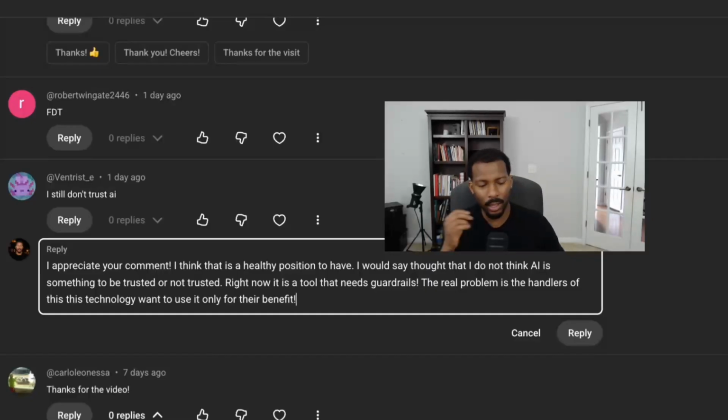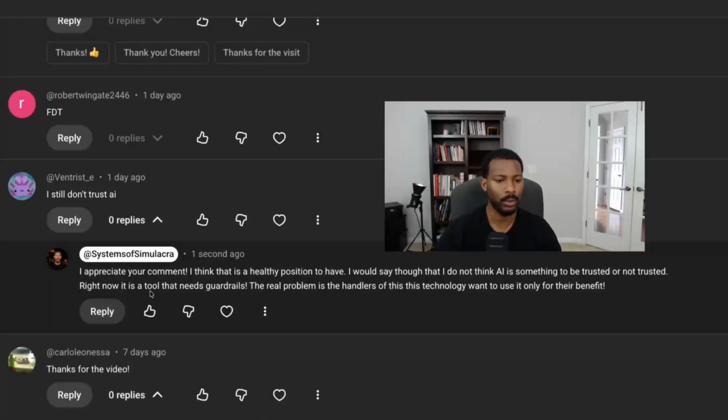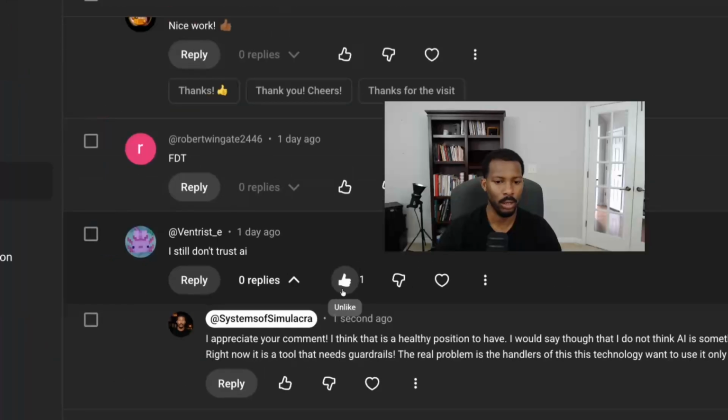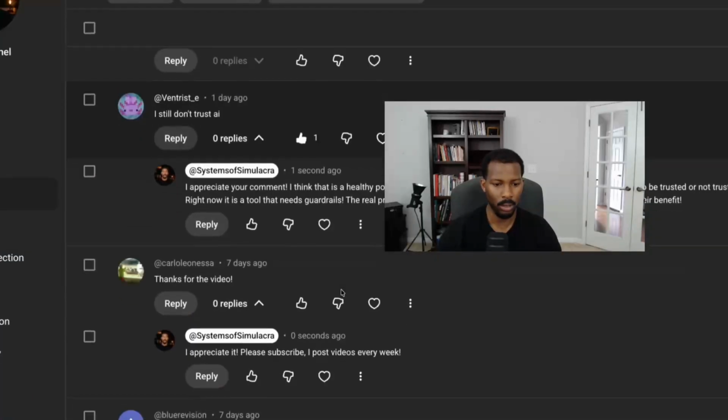I would say I still don't trust AI. I appreciate your comment. I think this is a healthy position to have, though I do not think AI is something to be trusted or not trusted. Right now, it is a tool that needs guardrails. The problem is that the handlers of this technology want to use it only for their benefit. Boom. Thank you for the comment, Ventress_E. All right, let's keep moving on.